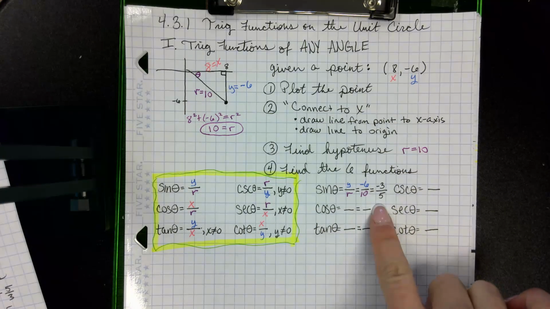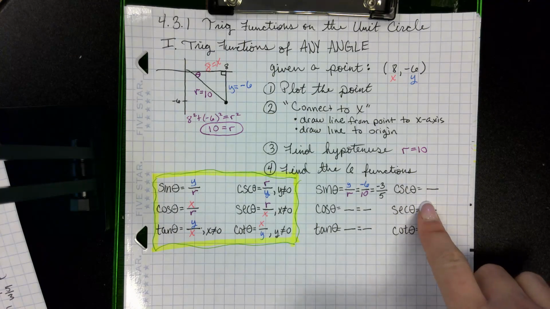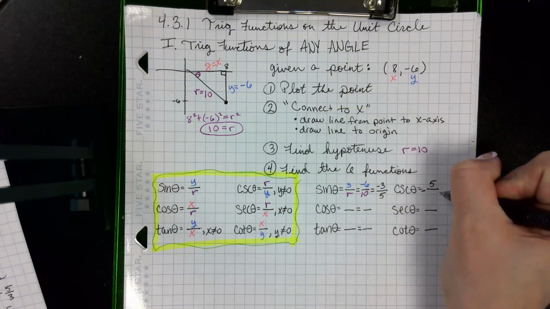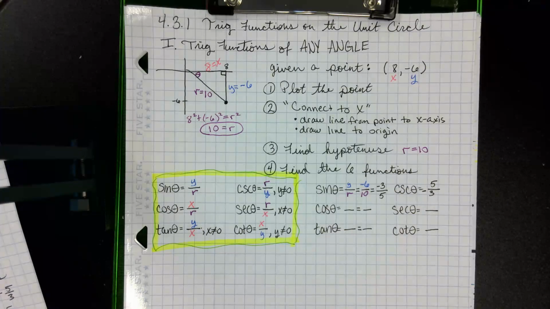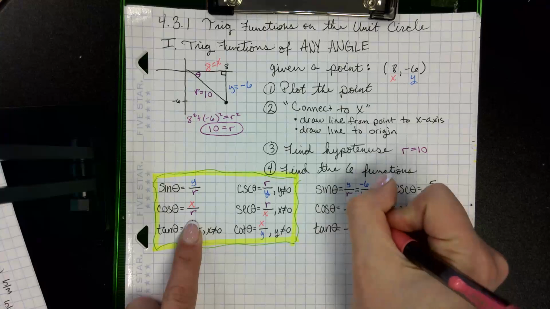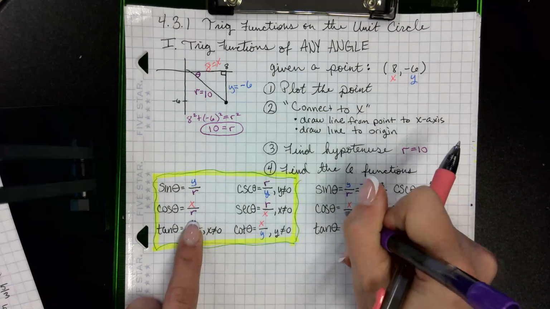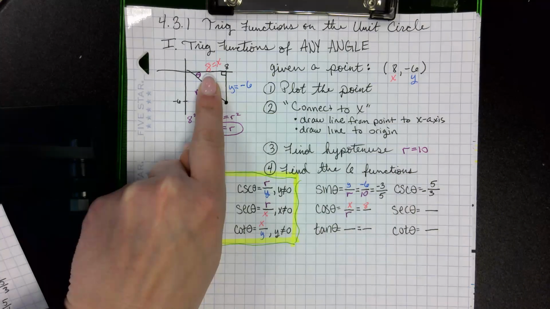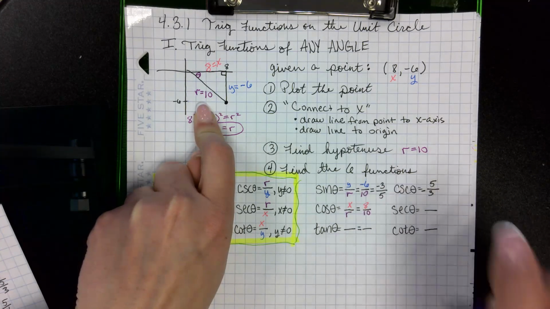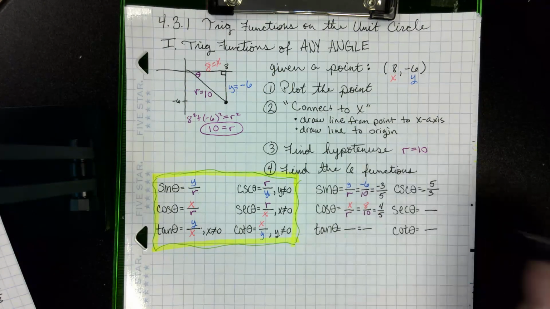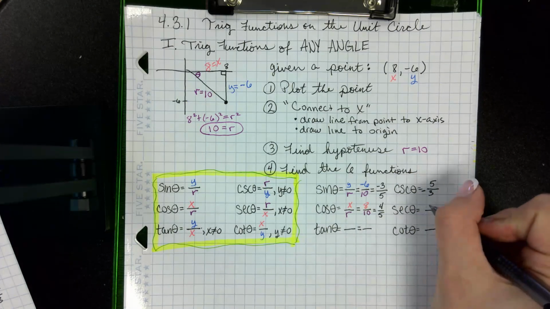If we have sine, then cosecant is pretty easy to find. You just flip it. So 5, we can put the negative on the outside, doesn't really matter. -5 over 3. And then cosine, we just defined cosine to be x over r. And x in our drawing is 8. And r is 10. So we have 8 over 10, which is 4 over 5. So that means the secant value is 5 over 4.